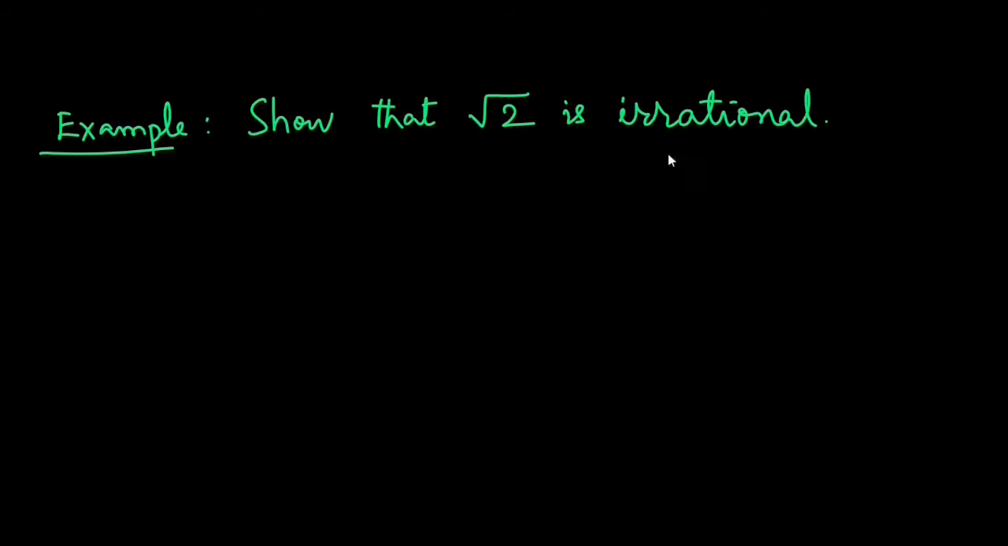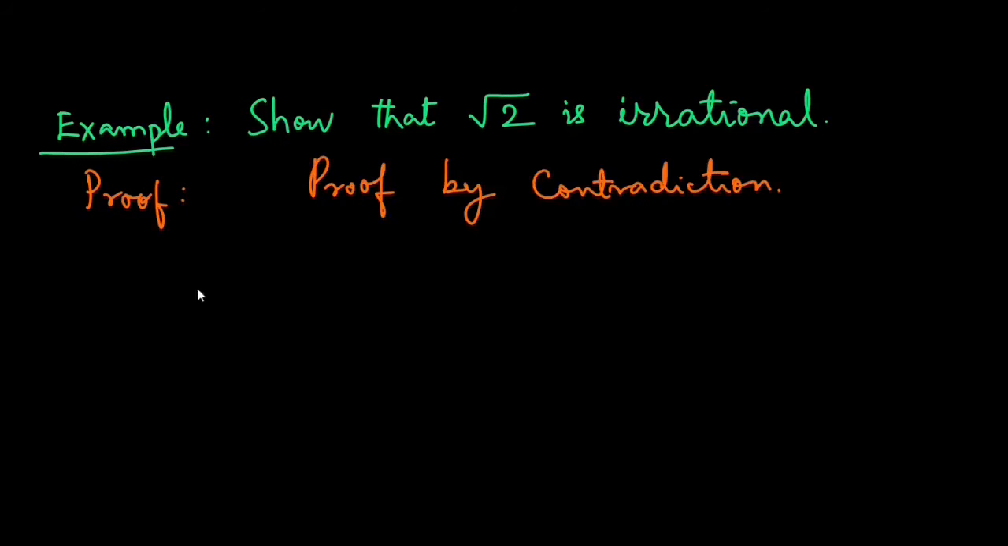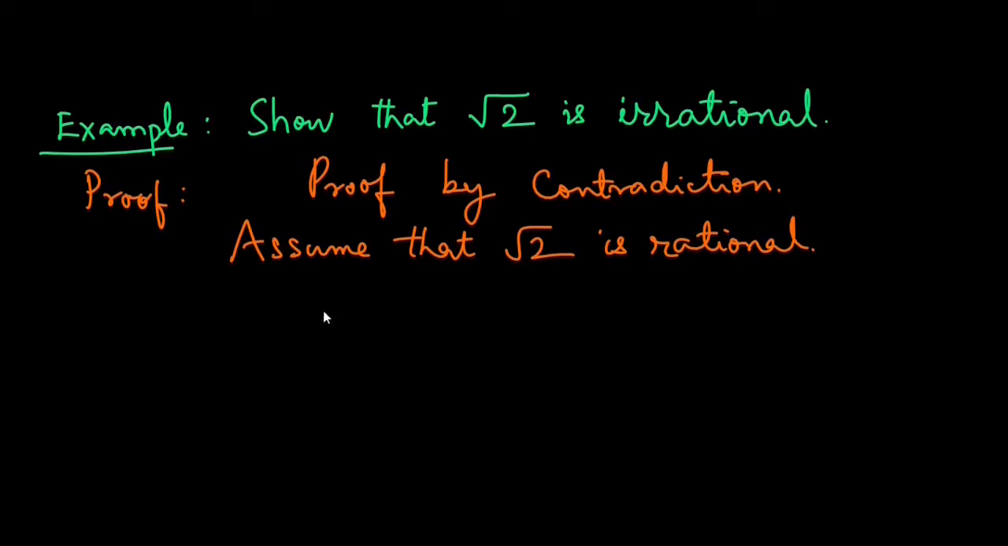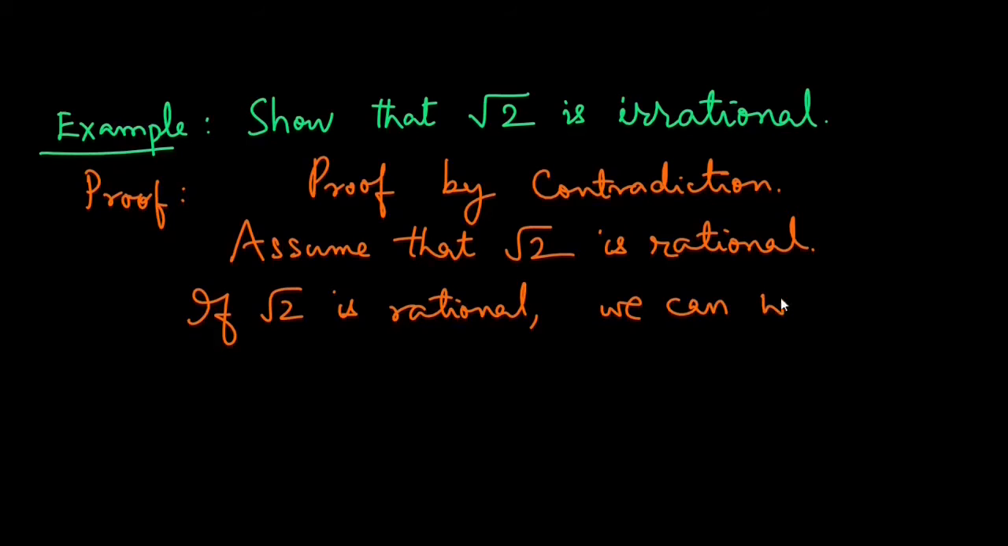Show that root 2 is irrational. We will prove this by contradiction. This is proof by contradiction. So first let us assume that root 2 is rational. If root 2 is rational, it can be written in the form of p by q. Let us take r by s. If root 2 is rational, we can write it in r by s form.